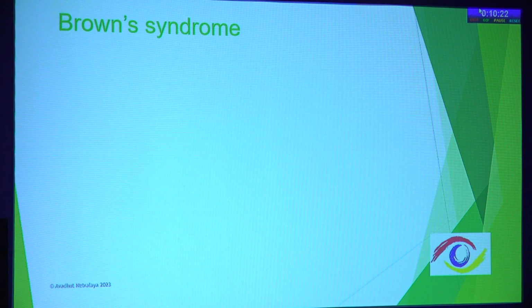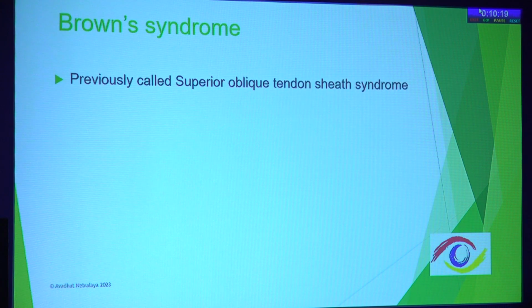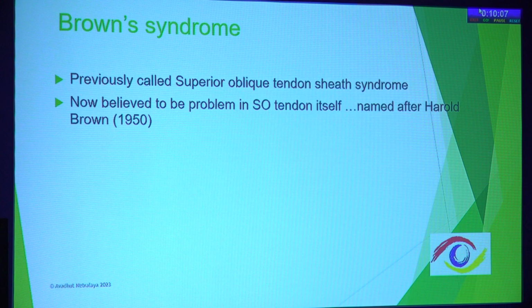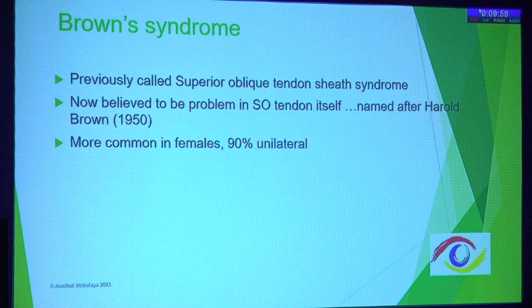Coming to Brown syndrome, it was originally called superior oblique sheath syndrome because it was believed that the functional origin of the superior oblique is from the trochlea, so the sheath beyond the trochlea was supposed to be affected. But Dr. Harold Brown found that the entire muscle was tethered, so the entire tendon beyond the trochlea was tethered. It's after him that this syndrome is named. It's more common in females, and around 90% are unilateral, but both the cases which I showed were bilateral actually.